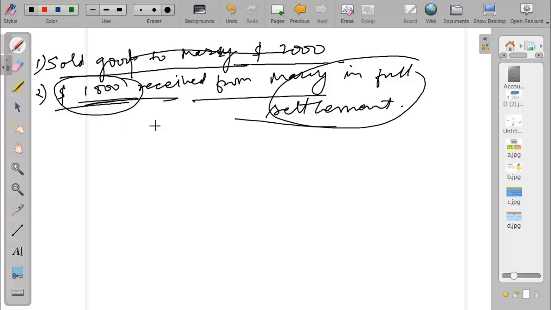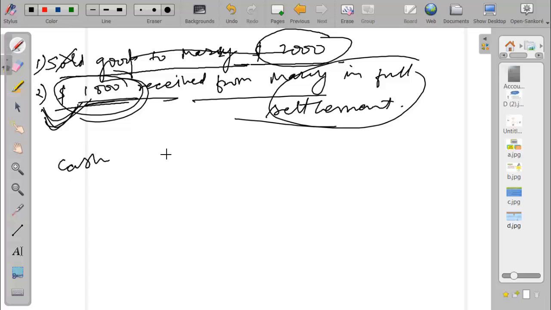How much? 200. Because she had to pay 2,000, but she paid only 1,800. So it means we allowed her discount. That's okay, no need to give 200, just give us 1,800. Is that clear? Now see what entry we will pass for the second transaction. I am explaining the entry for the second transaction, not for the first. For the second transaction, first you think what happened in the business.